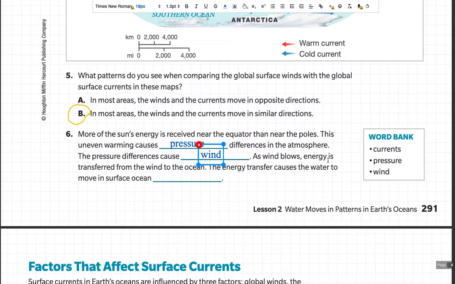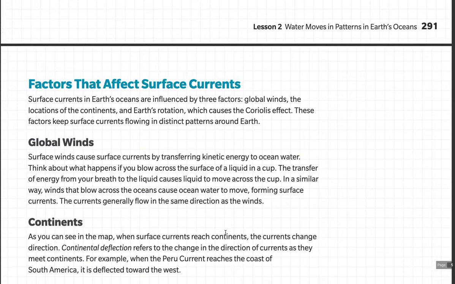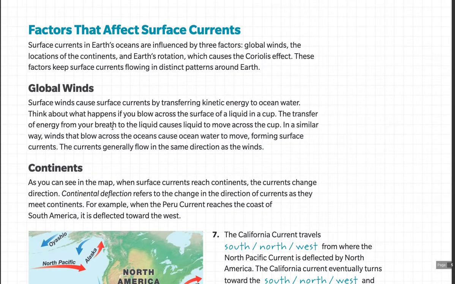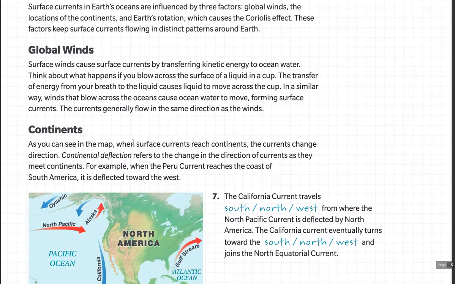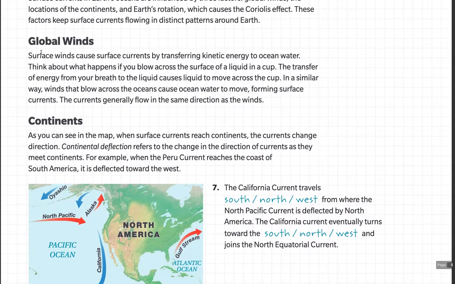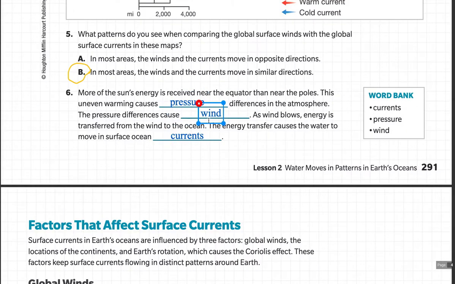And as the wind blows, energy is transferred from the wind to the ocean. The energy transfer causes the water to move in the surface ocean currents. Okay. Factors that affect surface currents. I mentioned that surface currents are the currents right along the surface of the ocean, as opposed to the ones really, really deep down. But we talked right here about how wind affects them, right?